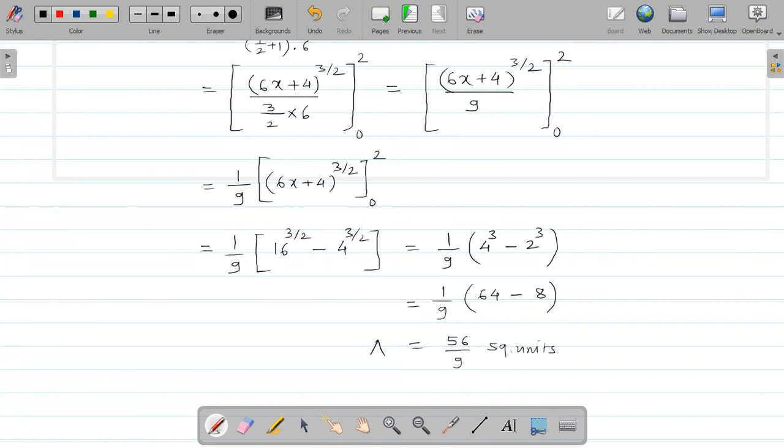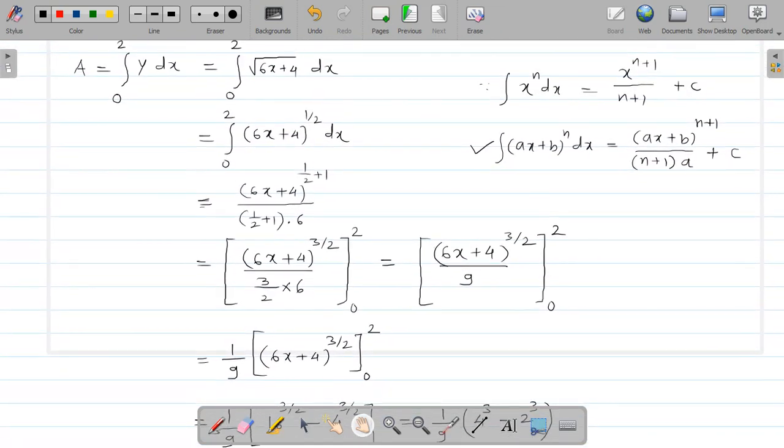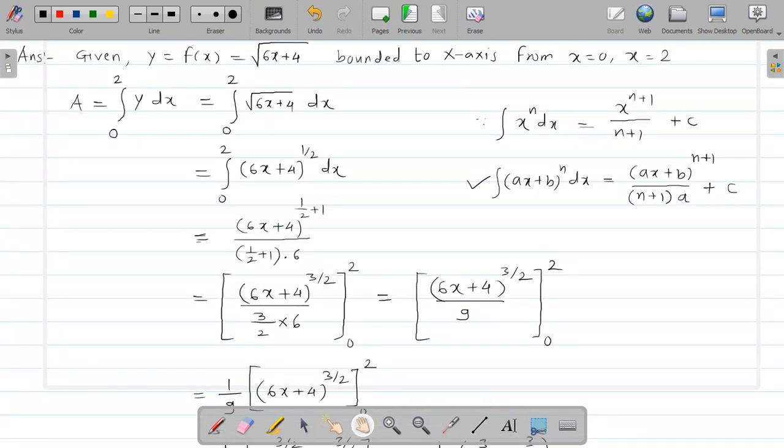So this is the area of that required region. Okay, see the calculation here carefully. Here first of all the curve is given, that is y is equal to root of 6x plus 4, that is (6x plus 4) raised to 1 by 2, and to evaluate the integration of this we have used this rule, that is integration of (ax plus b) raised to n dx is equal to (ax plus b) raised to n plus 1 upon (n plus 1) into a.